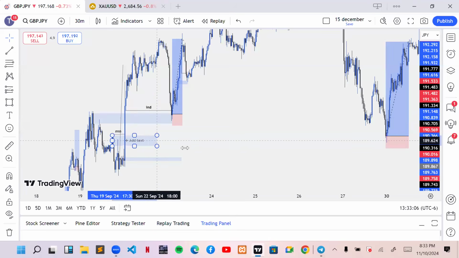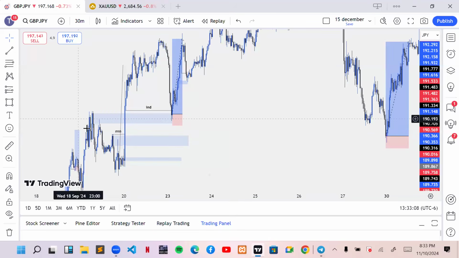There's also another breaker block here. If you pay attention to this trend, you will see lower highs, lower lows. The market made lower highs, but it could not make a lower low. So this breaker is not valid, because it was not this breaker that actually changed this trend. It was here that made the lower highs and then lower lows. So this is a breaker block. This is also a breaker block, and this is your other block.